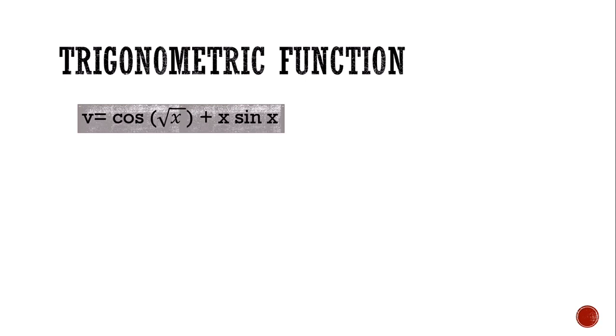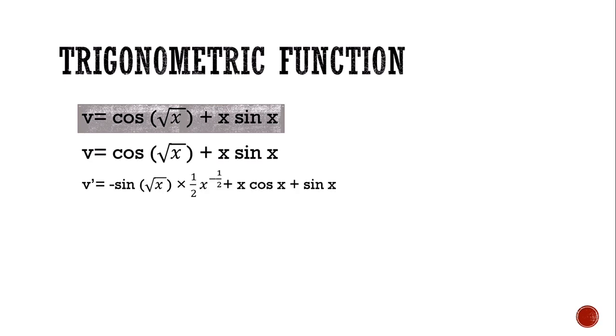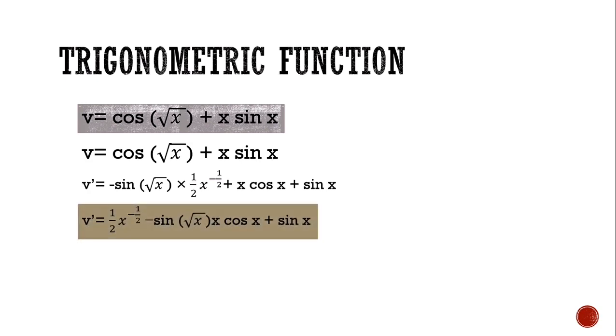V equals cosine square root of x plus x sine x. V prime equals negative sine square root of x times 1/2 x raised to 1 minus 1/2, plus x cosine x plus sine x. The derivative of cosine u is negative sine u. The derivative of square root of x is 1/2 x raised to 1 minus 1/2. Then we use the product rule for x sine x. The answer would be x cosine x plus sine x.